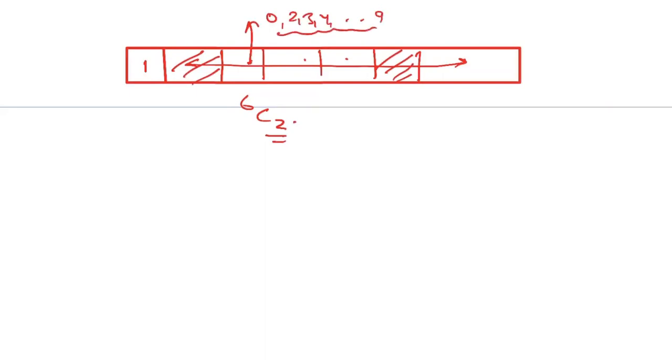So how many options for any digit we have? Nine options, right? So nine options, nine options, nine options. So we are saying 9 to the power 4.